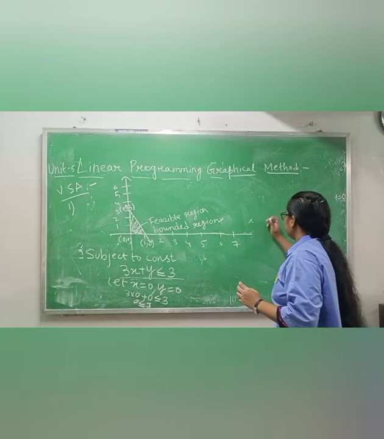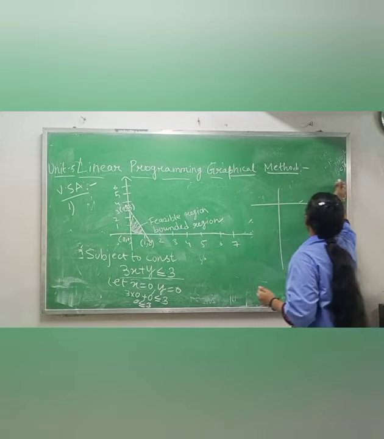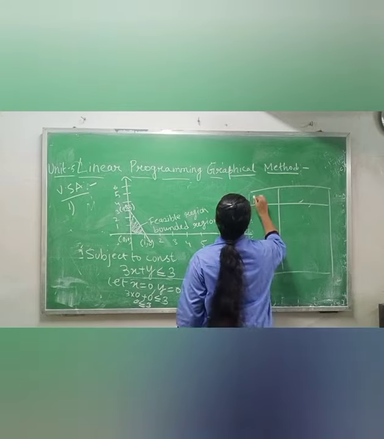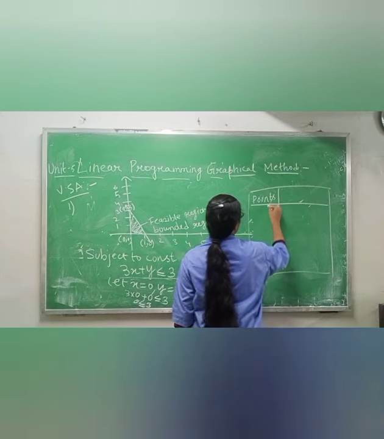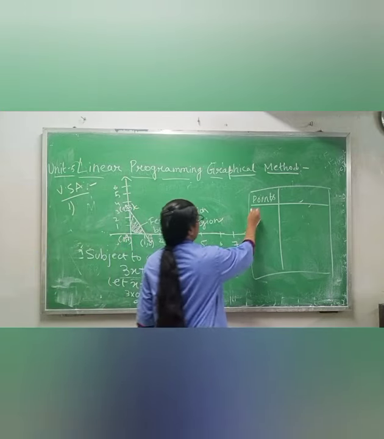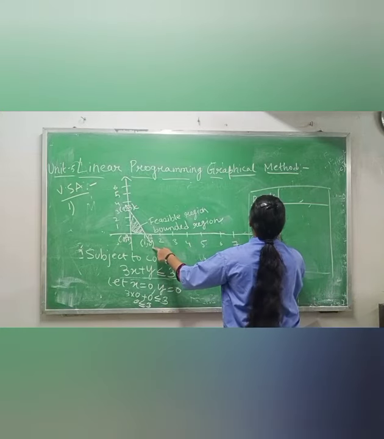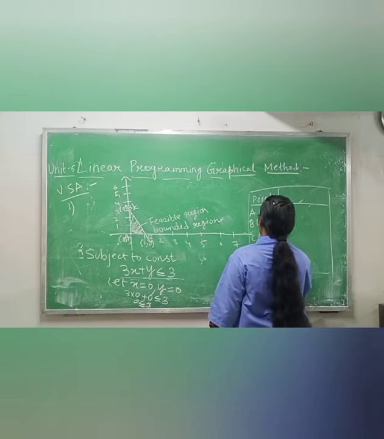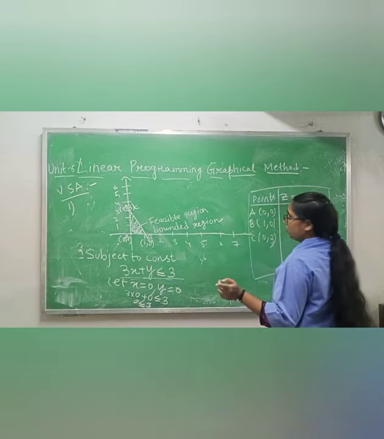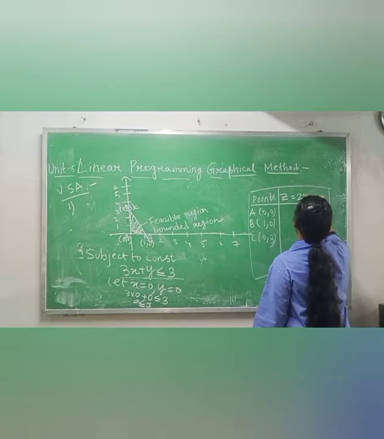Now what you will do, you will make a box like this. Here you will write points. So you have 3 points. Give names A, B, C. A point is (0, 0). B point is (1, 0). C point is (0, 3). And Z equals 2x plus 3y. It is given.